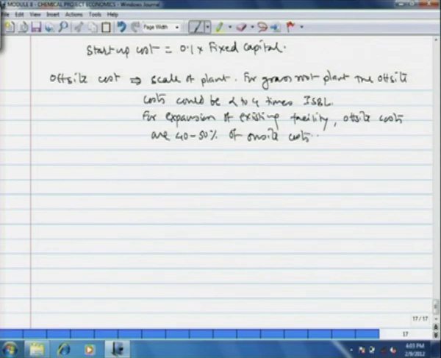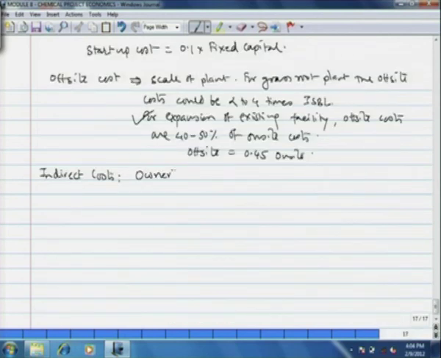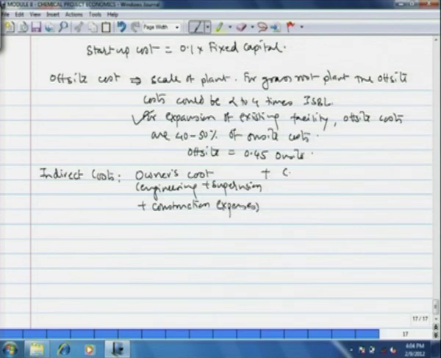We are developing a simple model for expansion of an existing facility, and therefore, we take the off-site cost as 0.45 times the on-site cost. Now, let us see the indirect cost. Indirect cost has components such as the owner's cost, that is the engineering, supervision and construction expenses, plus the contingency and contractor's fee.